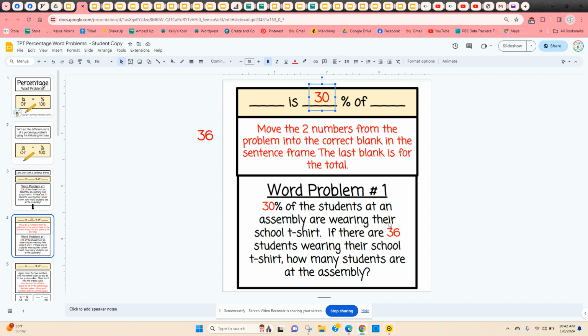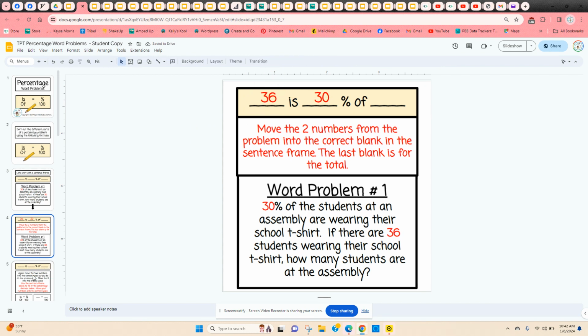So in this word problem, 36 students were wearing t-shirts. How many at the assembly? Well, the 36 would be part, and the total number at the assembly would be the whole. So here's where we place them in the sentence frame.